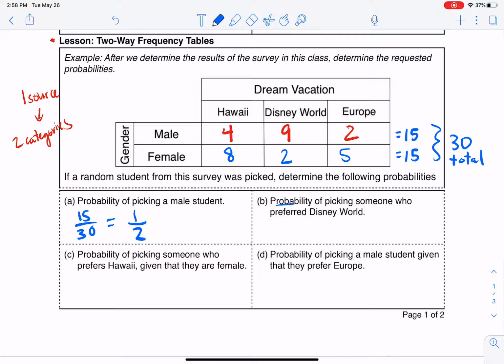Okay, so what's the probability of picking someone who preferred Disney World? In this instance, we're not asked, is that person male or female? We're just asked, what's the probability they prefer Disney World? Well, 11 total students chose Disney World as their dream vacation out of 30 students total.